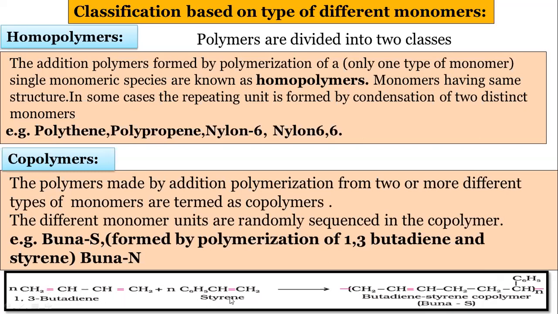And this is the styrene. Styrene means a benzene ring is there, and CH double bond CH2. It is also called phenylethene. Just these two molecules combine. I will explain the detail in the next slide, because the preparation of Buna-S is also included in the syllabus. So this is very important. Remember, this nylon 6,6 is exceptional, though it contains two different monomers, it is included in homopolymers.